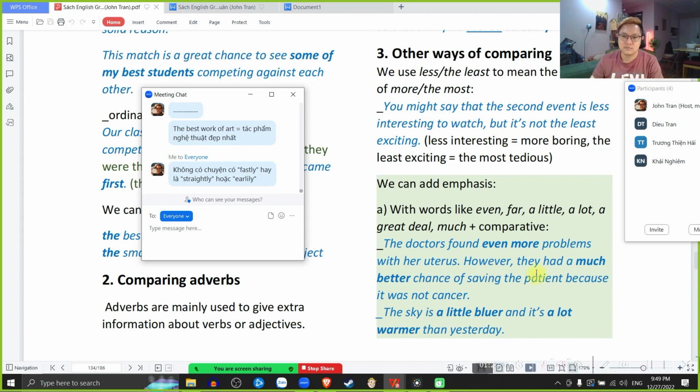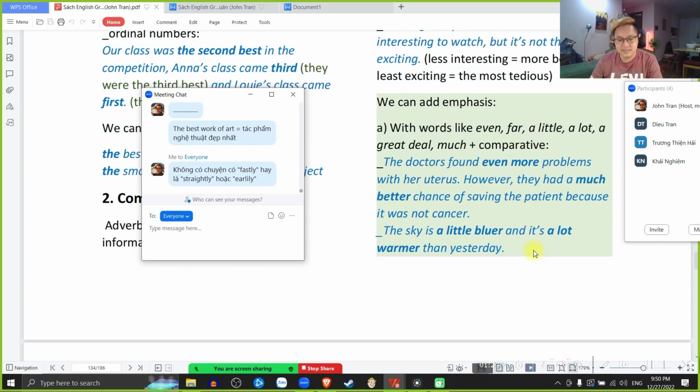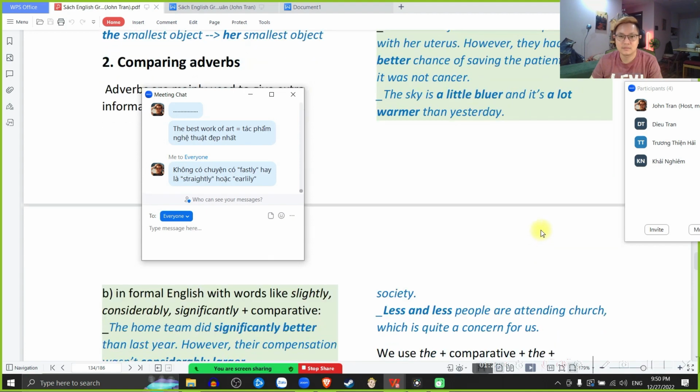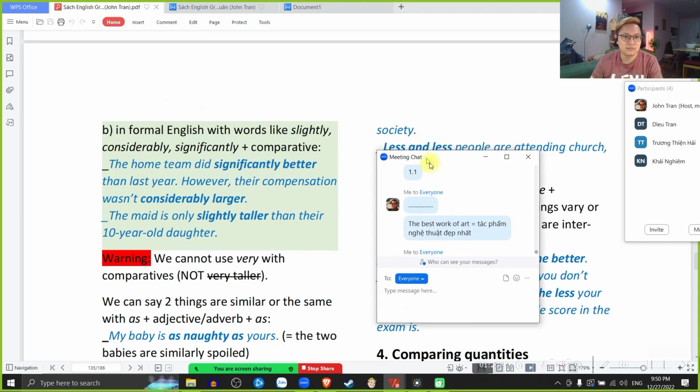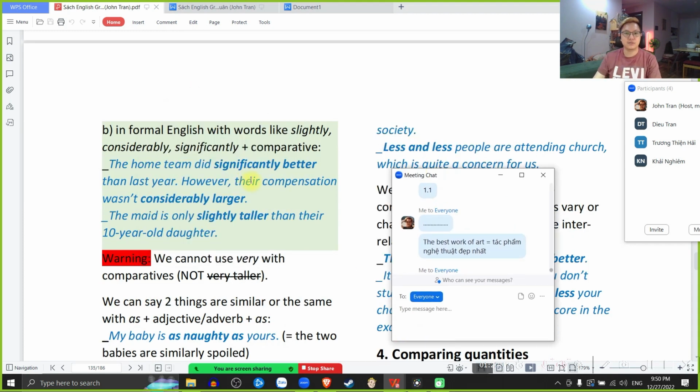The sky is a little bluer and it's a lot warmer than yesterday. So it's a lot warmer than yesterday. Okay, B. Informal English. Informal English, which was like slightly. Words like slightly.